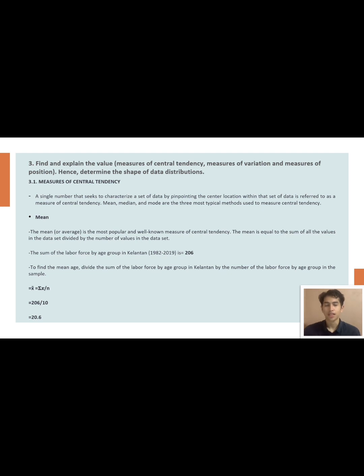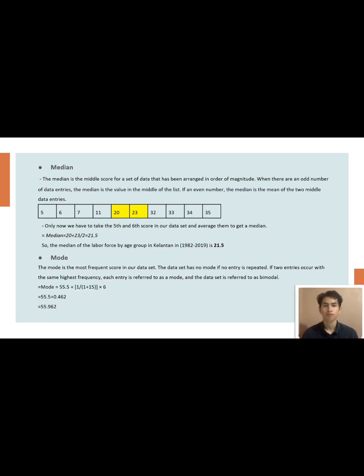After we calculate, the answer is 20.6. So we'll go to the second method, which is median. The median is the middle score for a set of data that has been arranged in order of magnitude. When there is an odd number of data entries, the median is the value in the middle of the list. If an even number, the median is the mean of the two middle data entries.